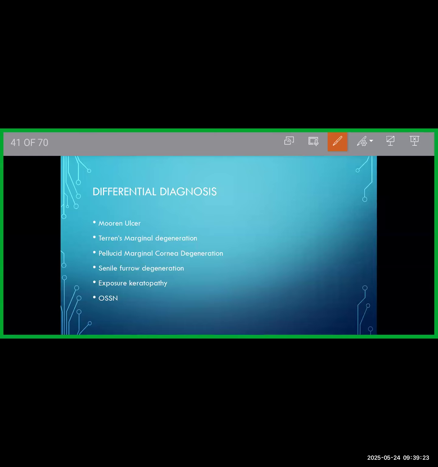Then pellucid marginal degeneration is also a differential of PUK. However, it's a non-inflammatory corneal ectasia which involves corneal thinning without perforation. The others include senile furrow degeneration, exposure keratitis, then OSSN.